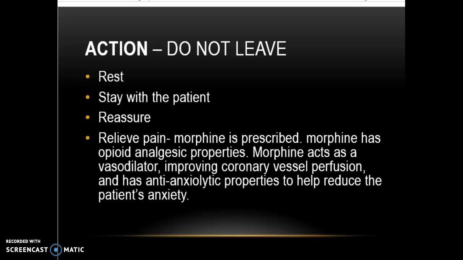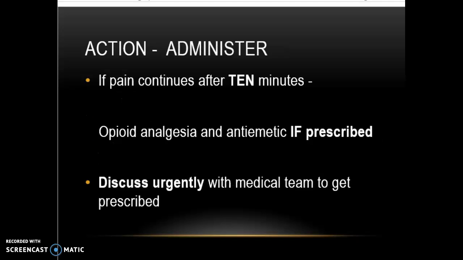Other nursing interventions: do not leave. We get the patient to rest, we stay with the patient, we provide reassurance, and we relieve pain. So we usually use morphine when we are treating chest pain. It is an opioid analgesic, and it acts as a vasodilator that improves the coronary vessel perfusion, and it also has some anxiolytic properties to help reduce the patient's anxiety, because it is scary when you're having a heart attack. If the pain continues after 10 minutes, we would give some opioid analgesia and antiemetic if it's prescribed, and discuss urgently with the team if it is not prescribed.